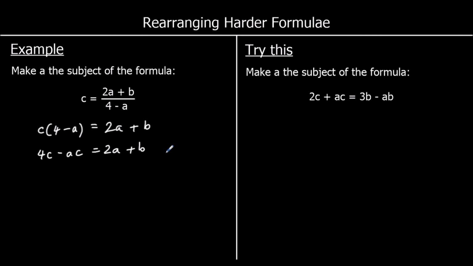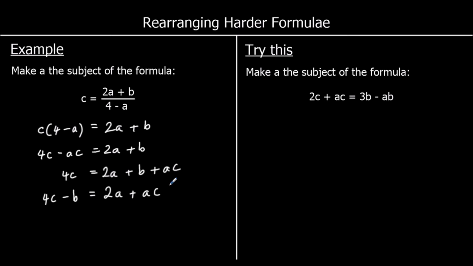We want a by itself, and we've got two different a terms. We need to get them on the same side and everything else on the other side. So that's plus ac to both sides. Then our a terms will be positive. So that will mean we've got 4c is equal to 2a plus b plus ac. And we want to get rid of this b. So we want to take b away from both sides. So 4c minus b is equal to 2a plus ac.